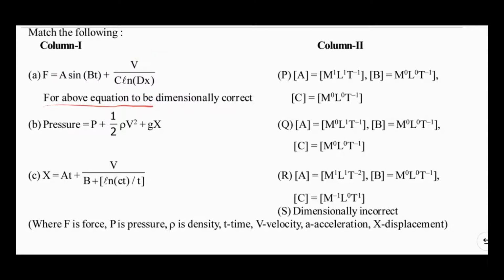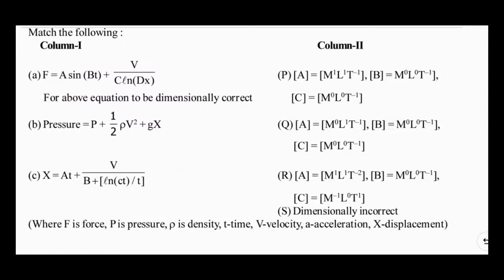For the above equation to be dimensionally correct, see if in column 2, options P, Q, R have dimensions of A, B, C. So we need to match the following expressions with the correct dimensions of A, B, C in the P, Q, R options. And option S says that this is dimensionally incorrect. So we need to also check whether any of these options is dimensionally incorrect.